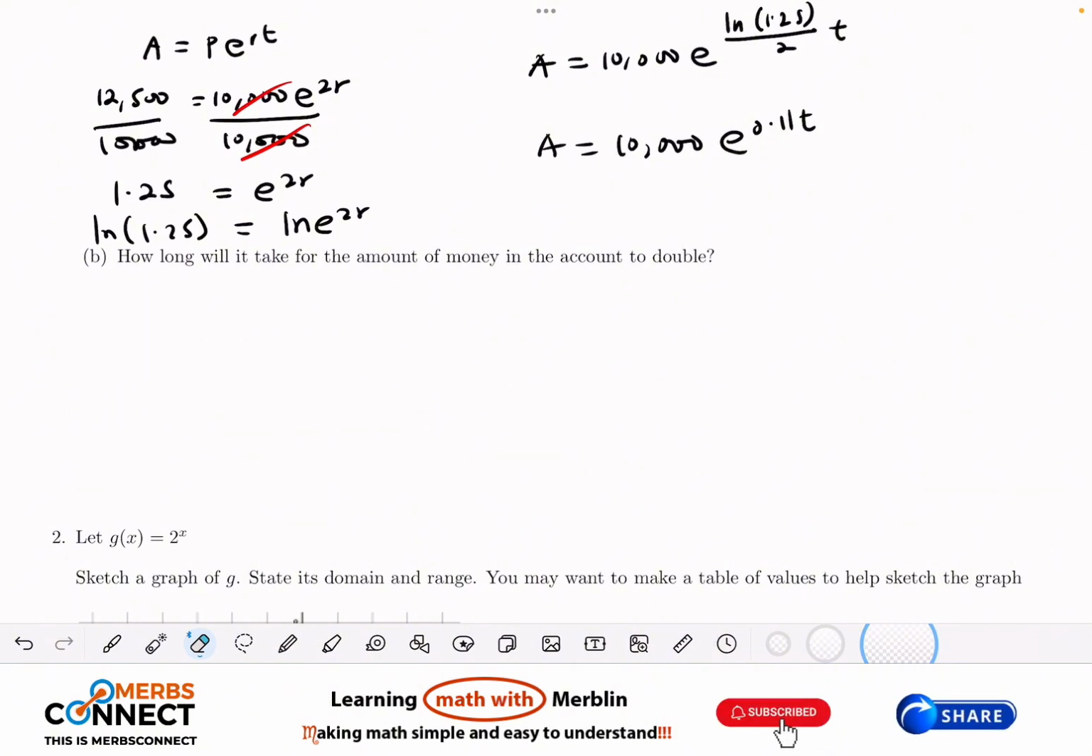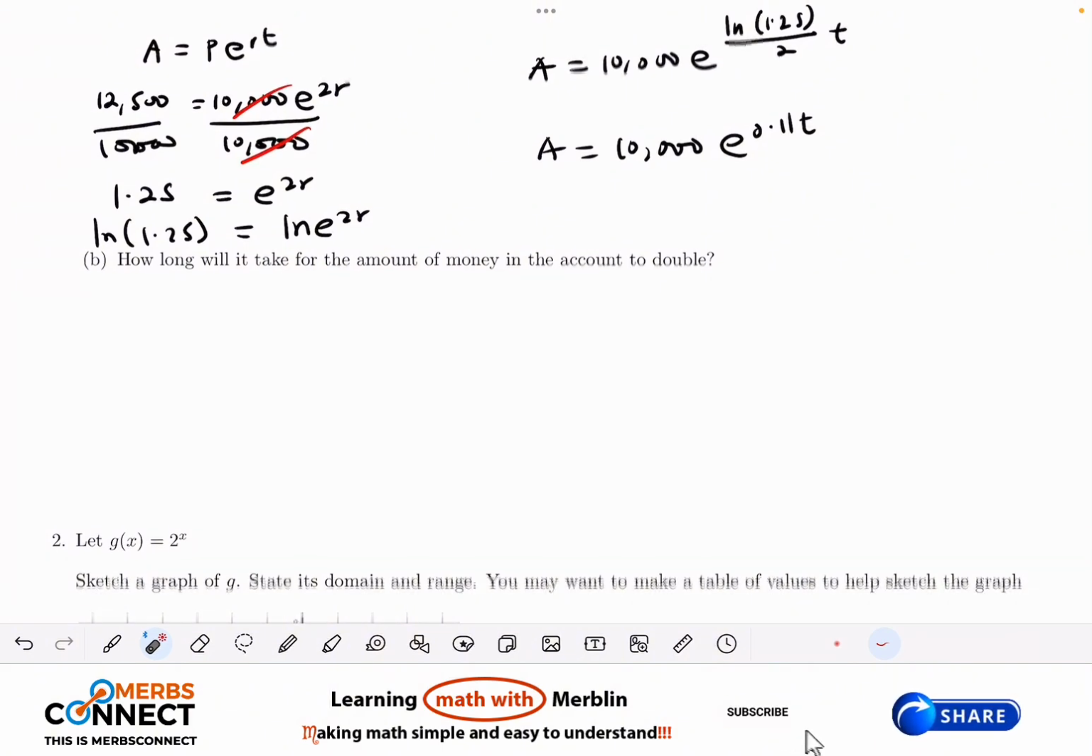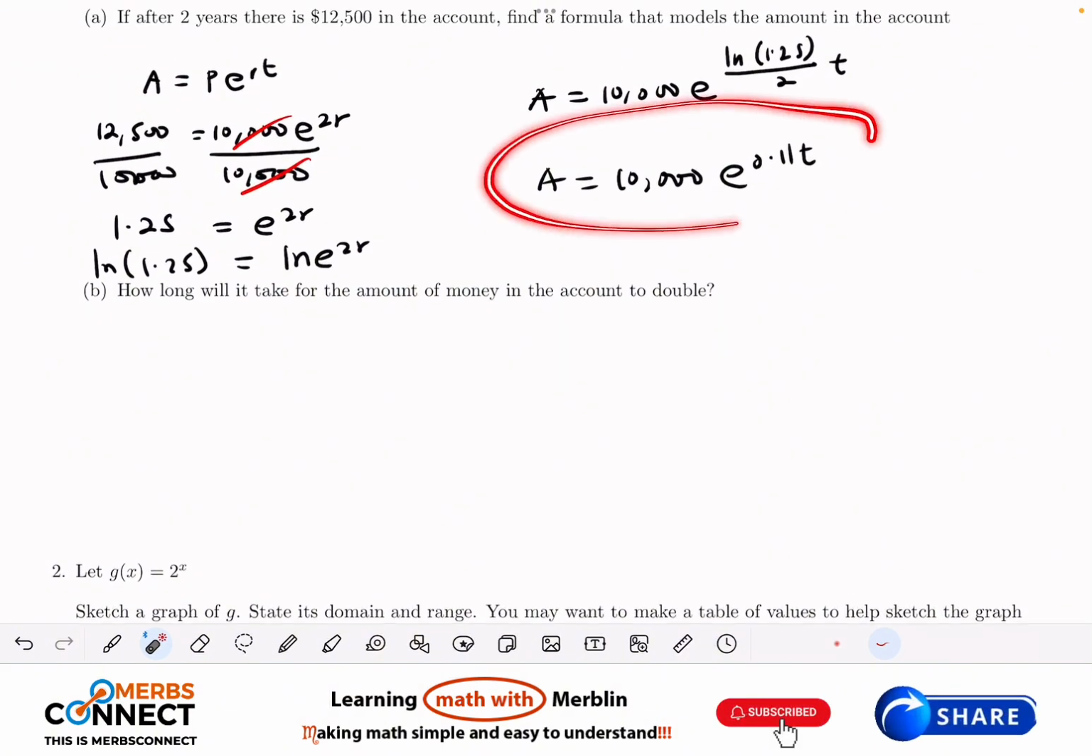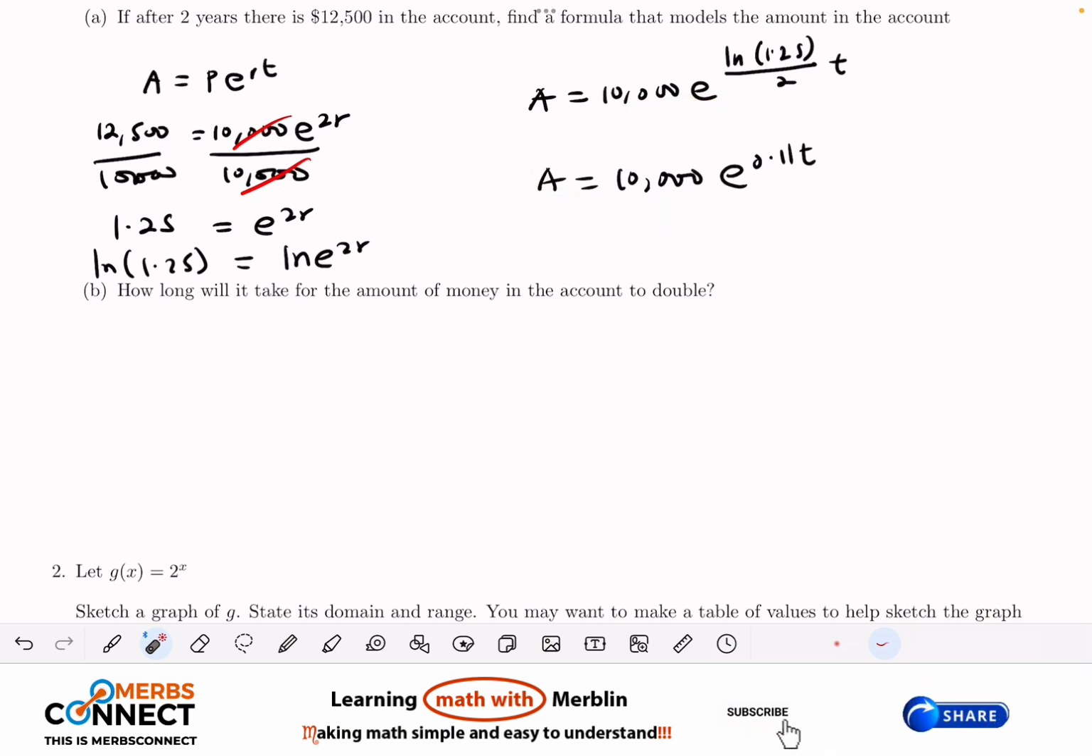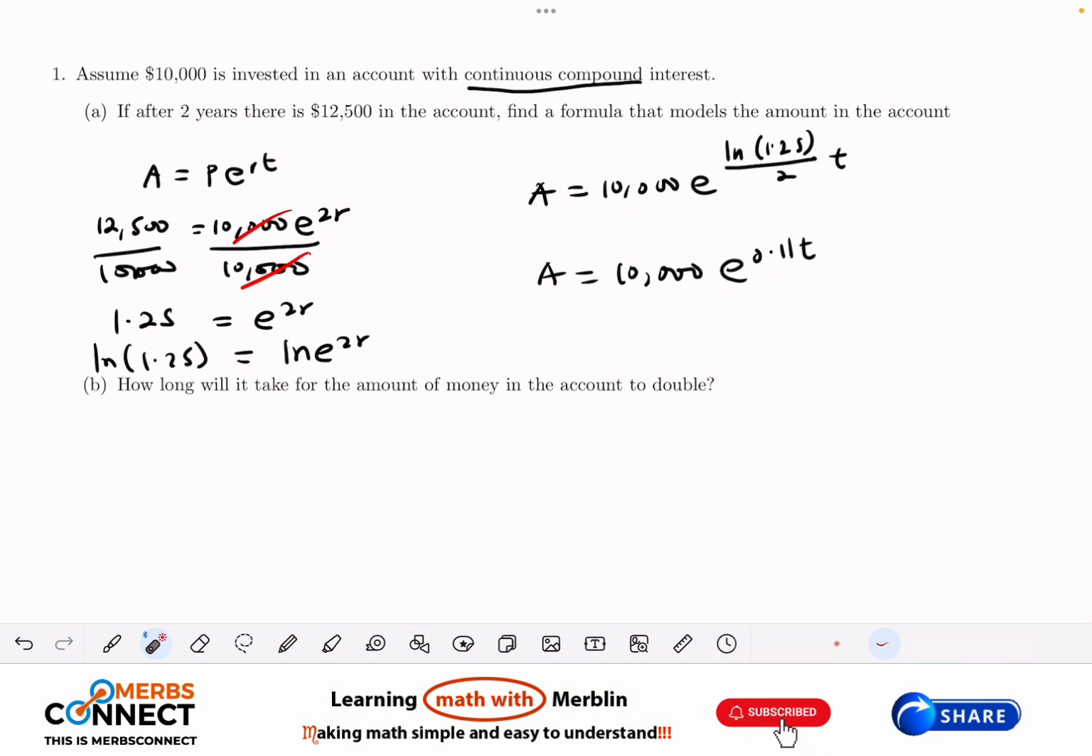Now for part B, the question is asking us how long will it take for the amount of money in the account to double? Good. So this is our model here. I'm using the one that I've simplified here. So we want to know the time, how long. That's the amount in the account. What is the amount in the account? The amount in the account is what is here.